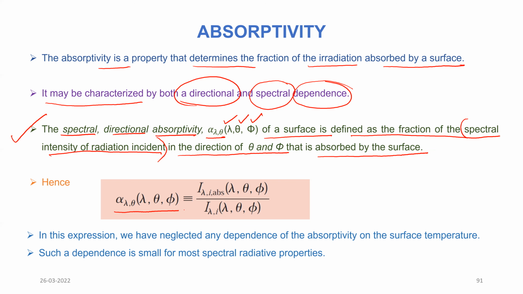So alpha lambda theta will be given by I lambda incident, which is absorbed, and it is dependent upon lambda, theta and phi, divided by I lambda incident, which is dependent upon lambda, theta and phi. Now just try to understand the difference between the two. This is the total, rather spectral intensity of the incident radiation, whereas this one is the absorbed part of the incident spectral intensity of the radiation. So the ratio of these two is known as alpha lambda theta.